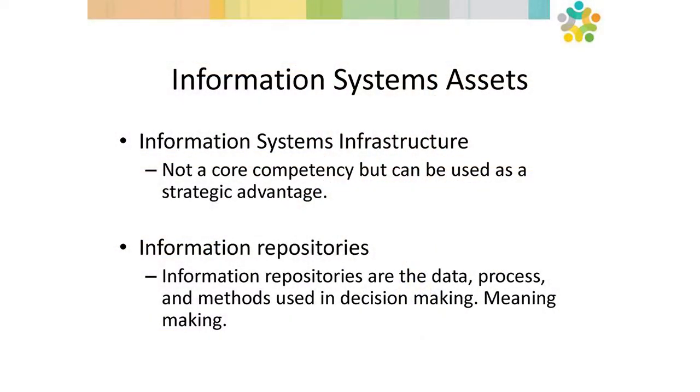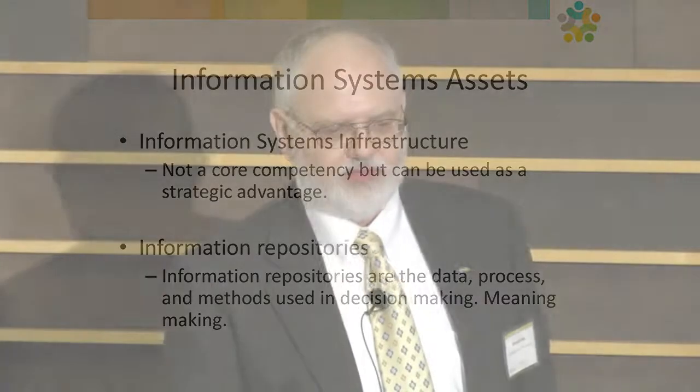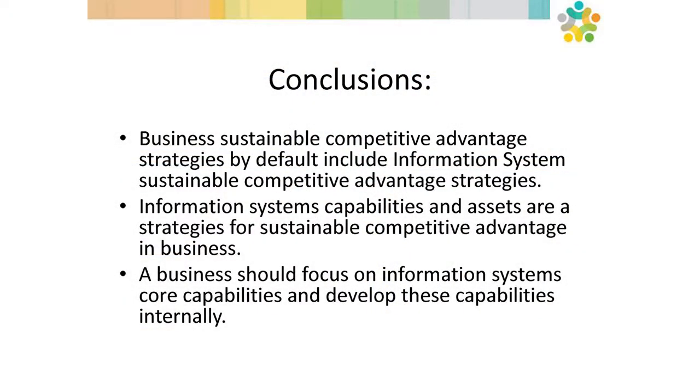Assets: information system infrastructure is not a core competency, but can be used for a strategic advantage. And information repositories are the data process methods for decision making and meaning making. In conclusion, business sustainable competitive advantage strategy by default includes information systems. Information systems capabilities and assets are strategies for sustaining a competitive advantage in business. And businesses should focus on information systems core capabilities and develop those capabilities internally if the business has critical mass, a large enough company to do that.